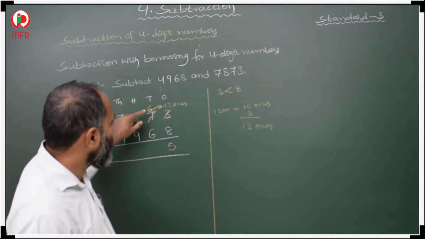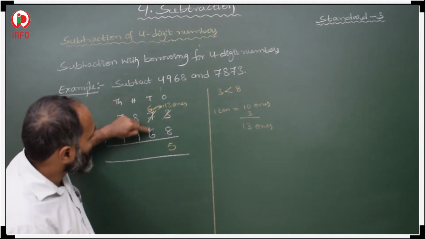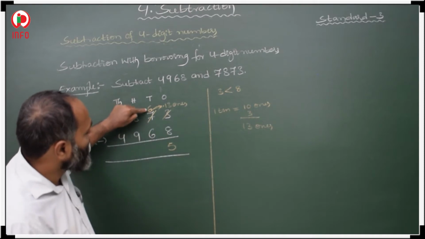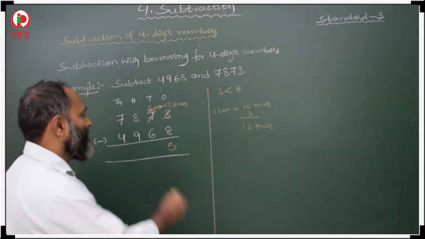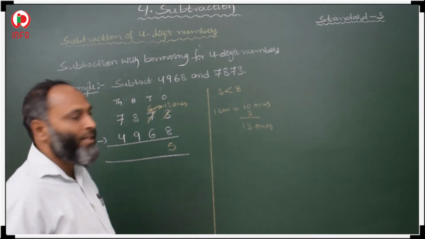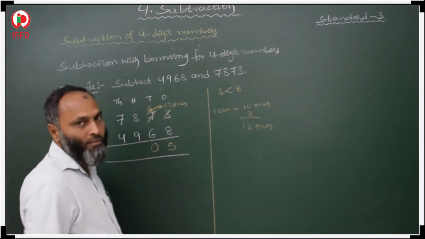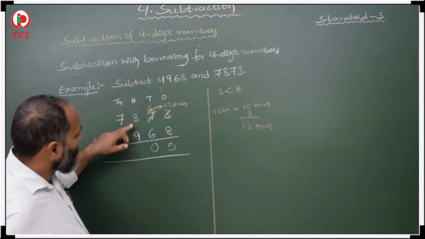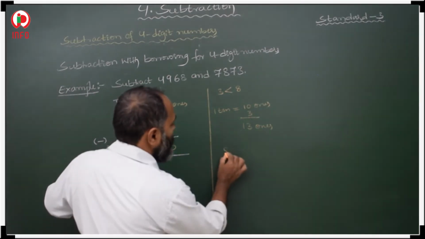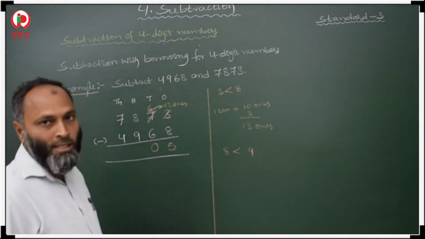So next, here what is there? 6 tens and 6. 6 minus 6. Same number minus itself. Just now we discussed this in our third property. Same number minus itself, the answer is 0. Then next, 8 and 9. 8 is less than 9.